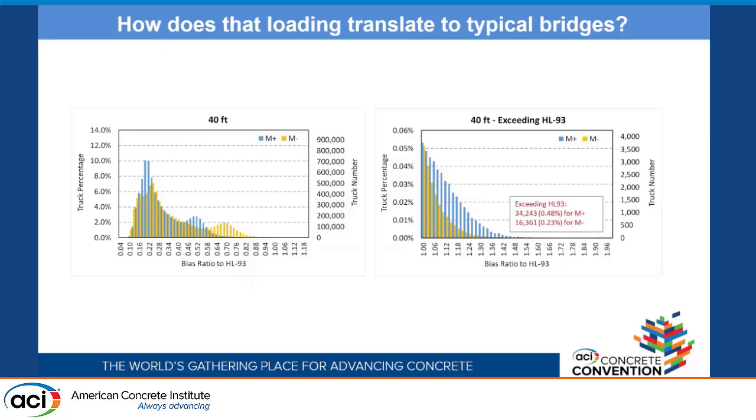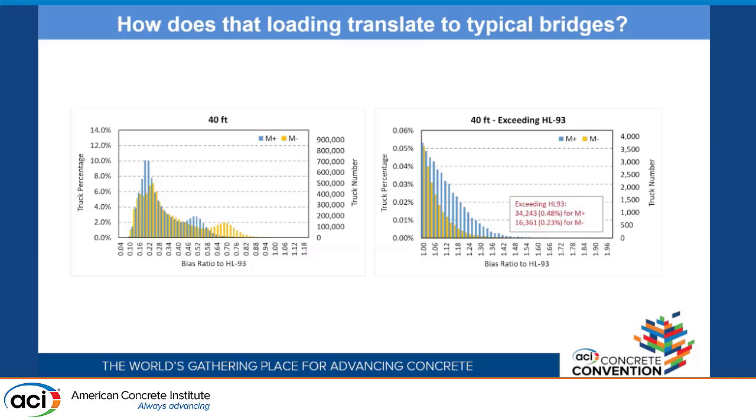So in our methodology, we looked at 40-foot, 60-foot, 80-foot, et cetera, up to 200-foot spans. We looked at 40-foot simple span, and when we say 40-foot continuous span, it was two 40-foot spans.